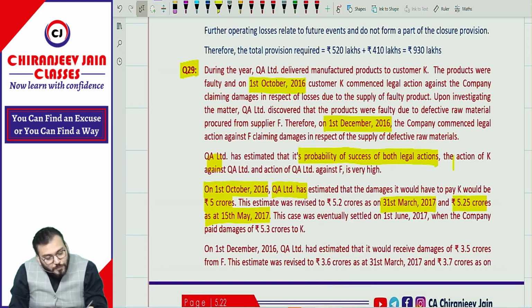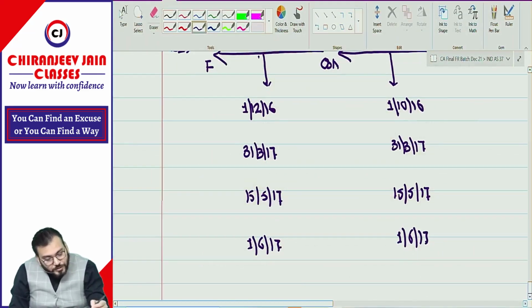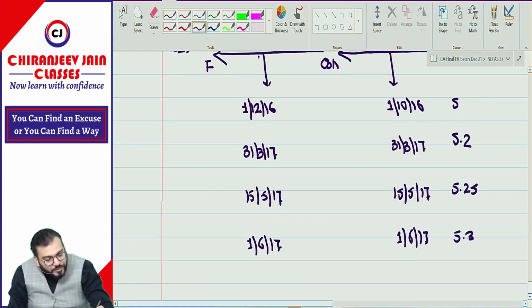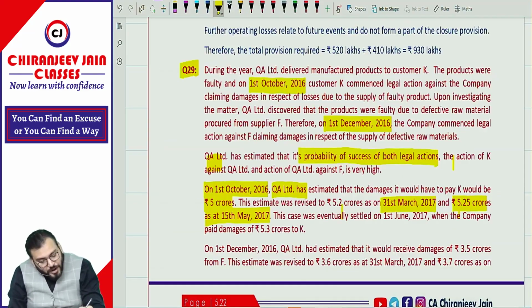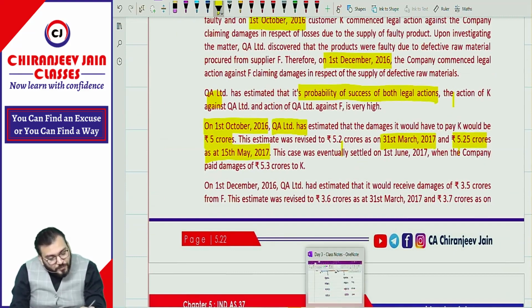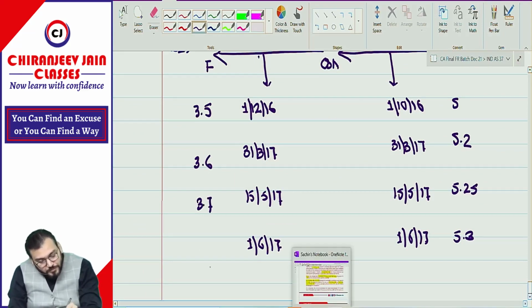The amount of estimation is given. It is 5.2, 5.25 and actually it is 5.3. Correct? So it is 5 crore, 5.2 crore, 5.25, it is 5.3. Reimbursement estimated amount is what? It is 3.5, 3.6, 3.7. 3.5, 3.6, 3.7 crore and then actual is what?